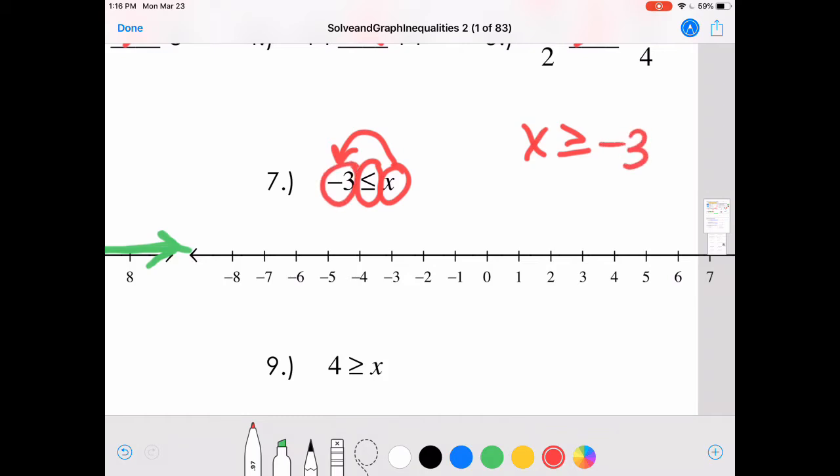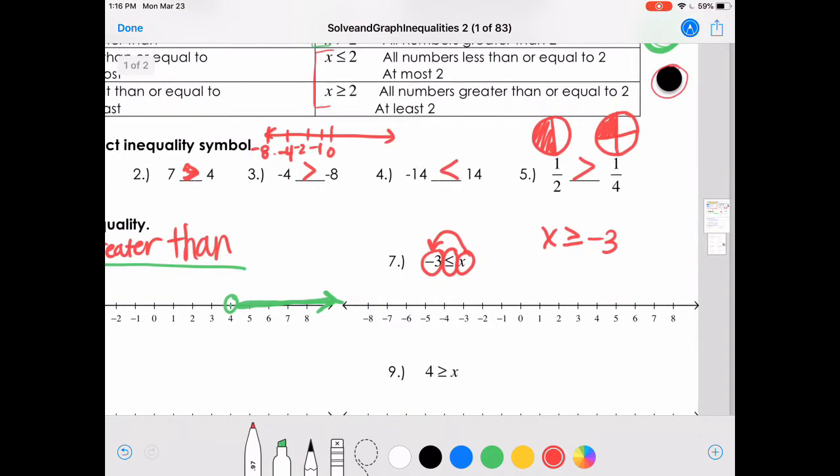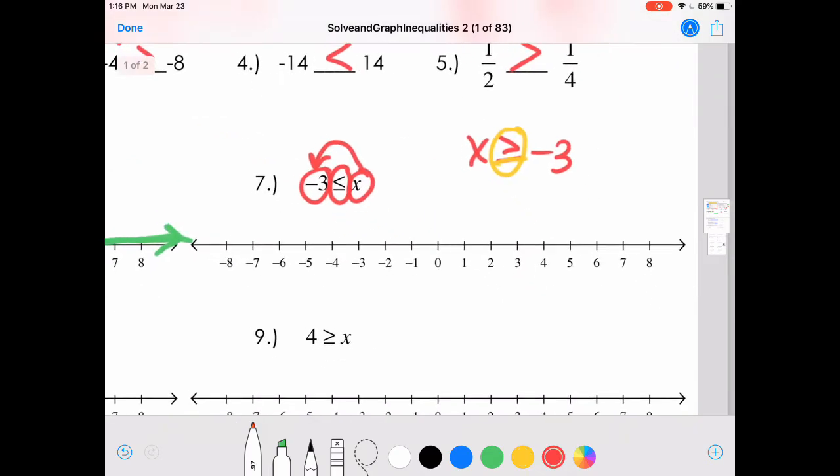And then your number, you just rewrite it. It's at -3. So again, your inequality symbol here is a greater than or equal to. So because it has an equal to, you know it's going to have a closed circle at -3. Because it's a greater than or equal to, you're going to end up shading to the right because all of the numbers to the right are greater than or equal to -3.